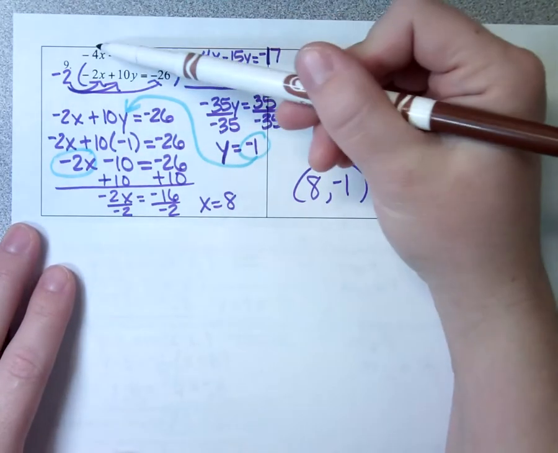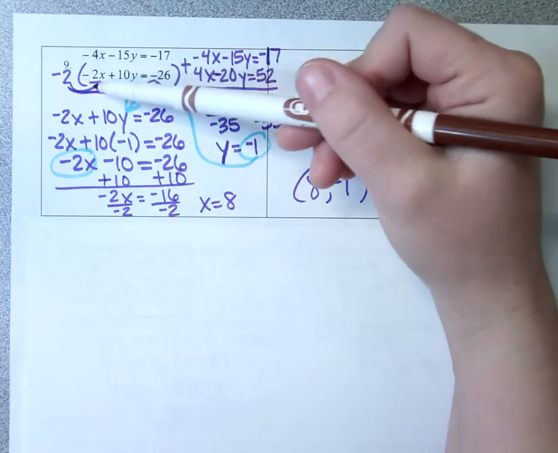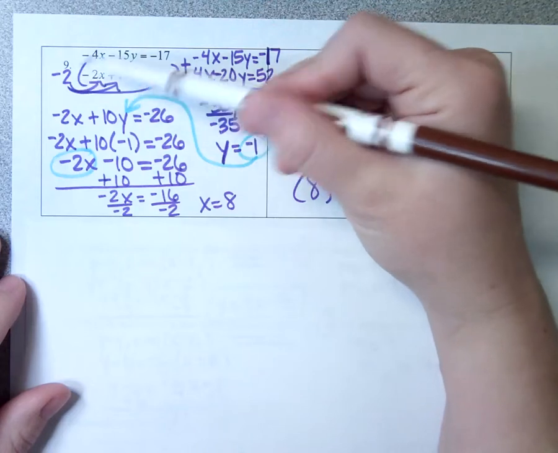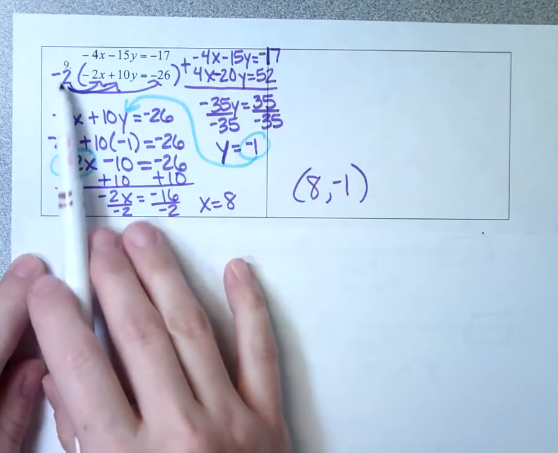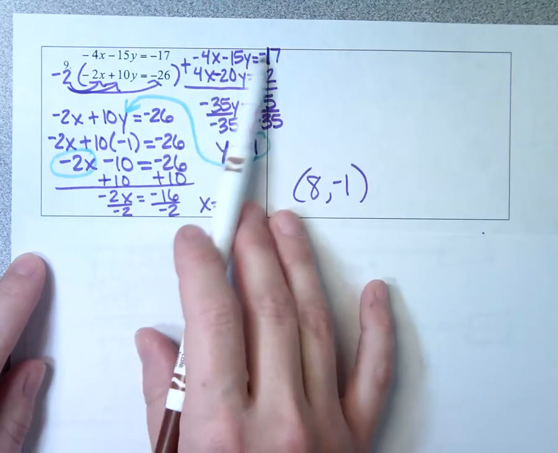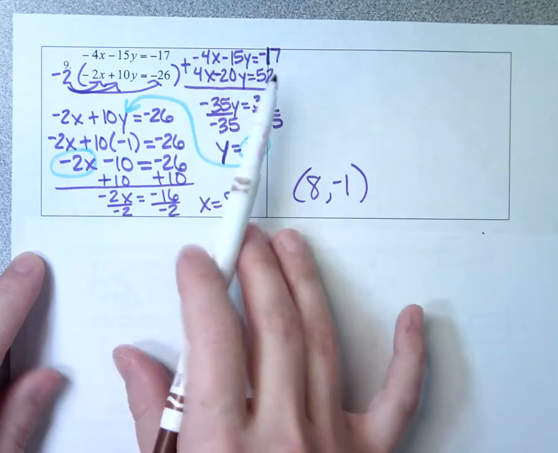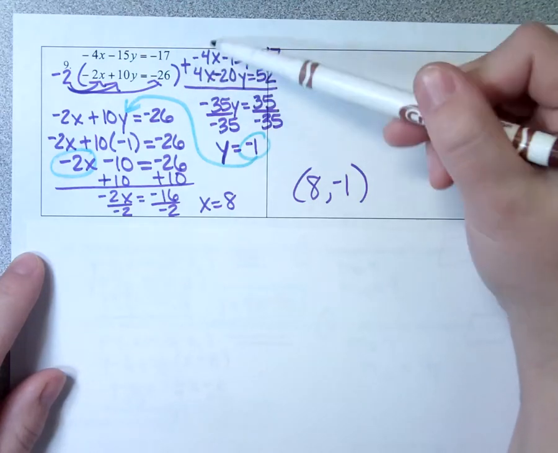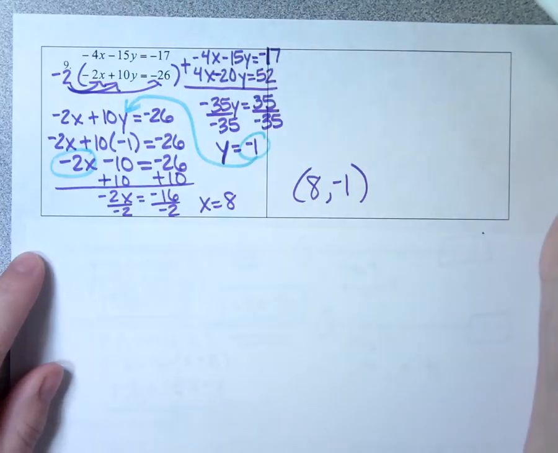So I decided to make my x's have the same number in front. I wanted to turn them into 4s. The top one was a -4, so I'm going to make the bottom one a +4. And so I do that by multiplying everything by -2. And then I just rewrote my equations over here. And then you can see my x's have the same number, opposite signs. So I add all my columns.